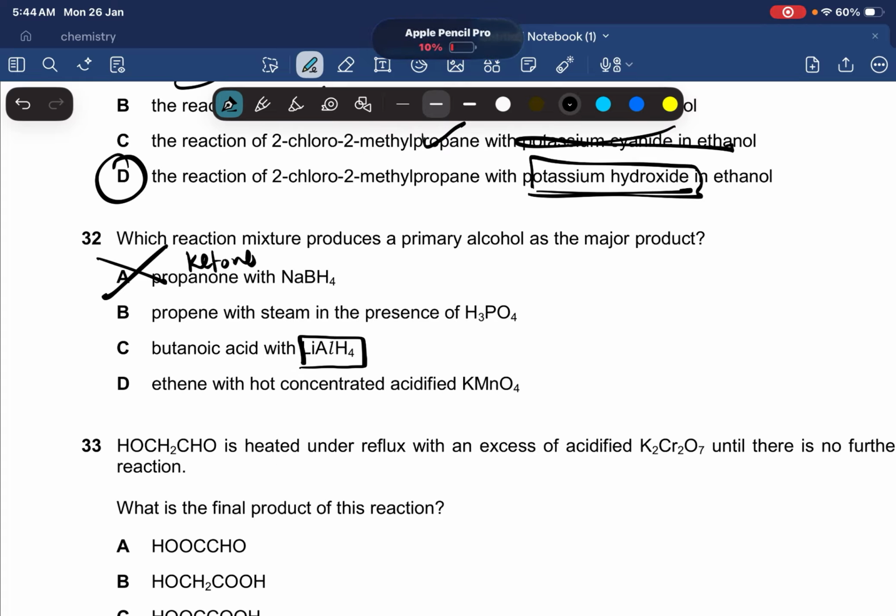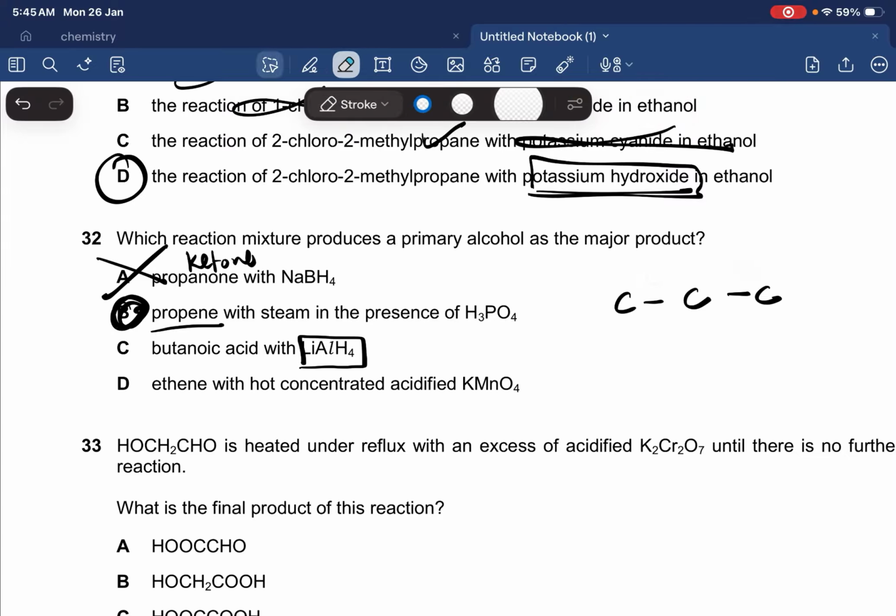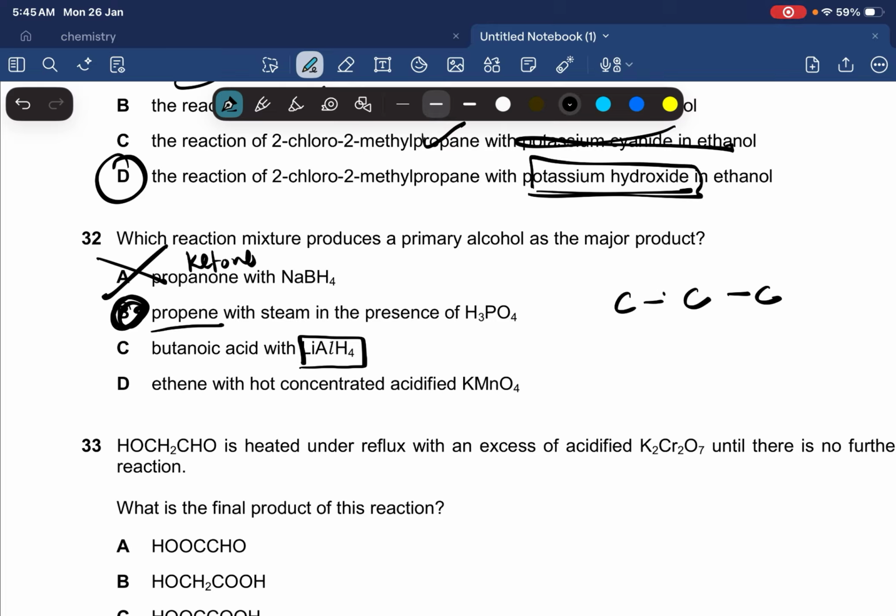This reaction may give propan-1-ol or propan-2-ol. It cannot be just anything, but you realize one thing. Look at it. If, for instance, the double bond is here, there is one hydrogen.